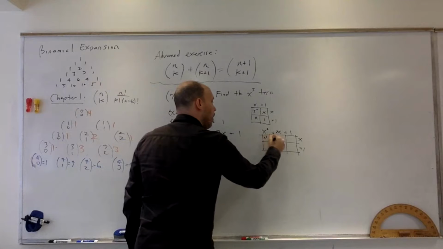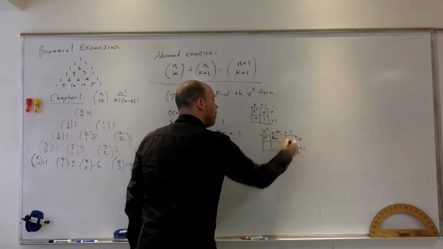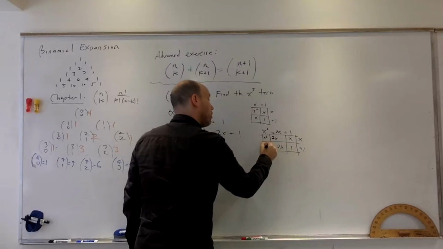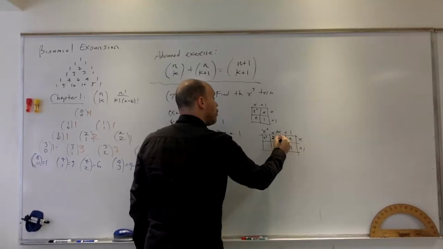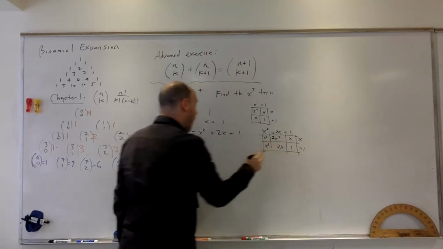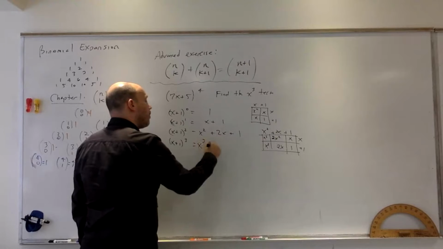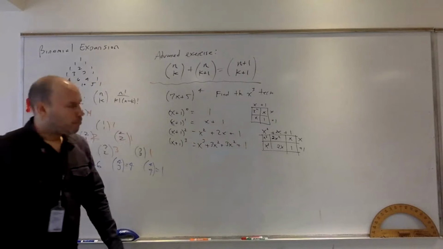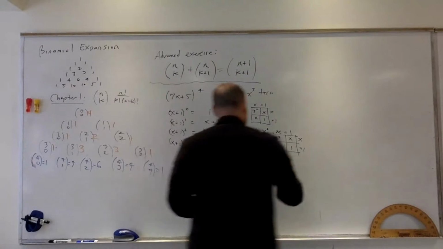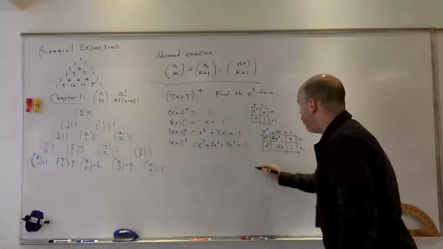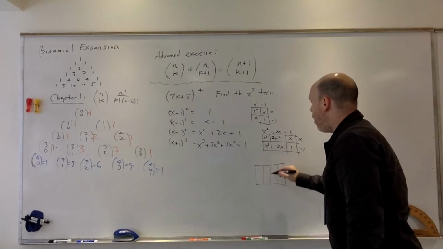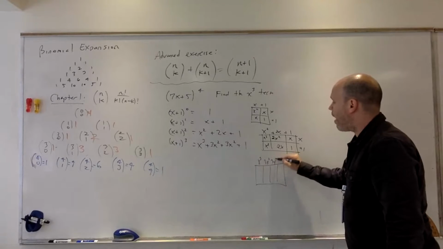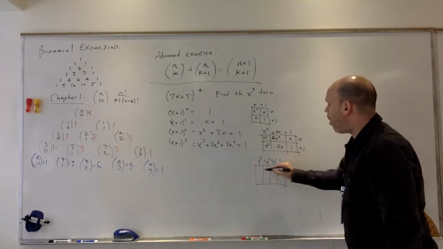x cubed, 2x squared, x squared, 2x, x, 1. I apologize, this is 2x squared, this is x squared. Final answer: x cubed plus 3x squared plus 3x plus 1. Let's do the last row. Now we're going to do x to the third plus 3x squared plus 3x plus 1.